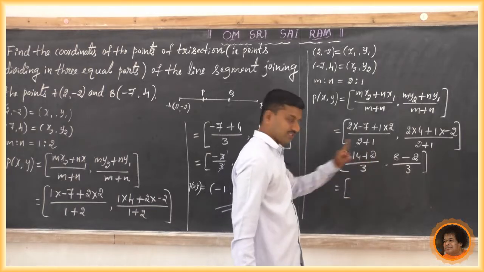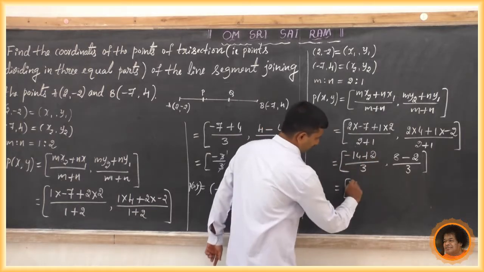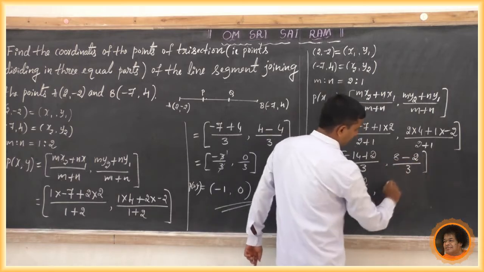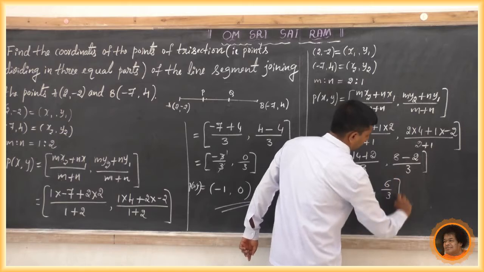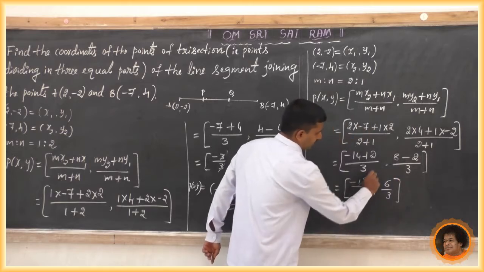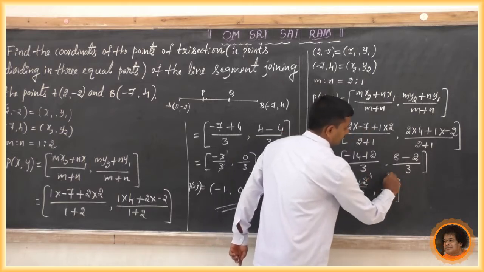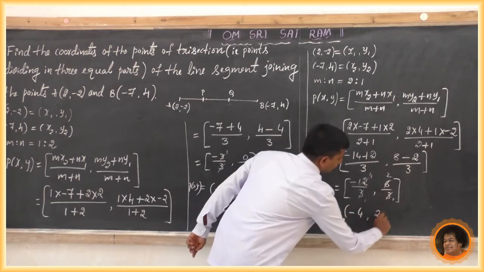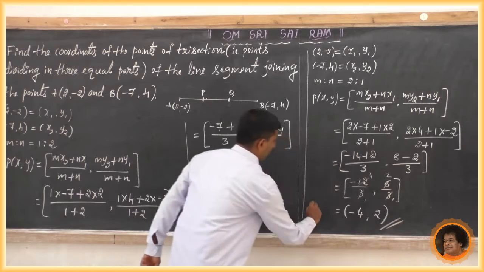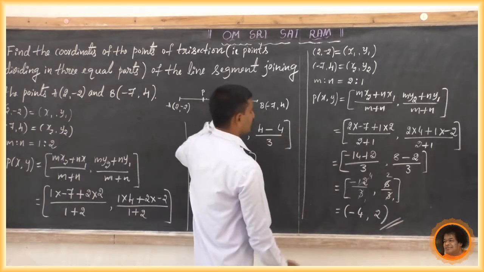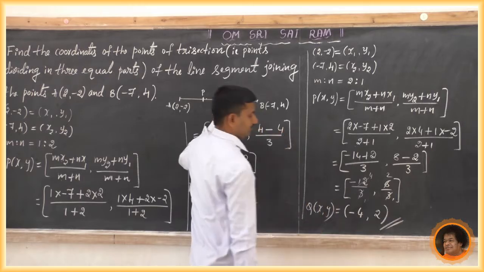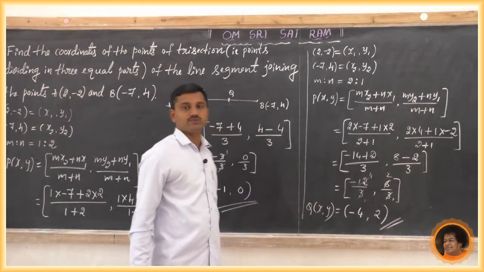Minus 14 plus 2 is minus 12 by 3. Here 8 minus 2 is 6 by 3. Now divide: 3 ones are 3, 3 fours are 12, 3 ones are 3, 3 twos are 6. So it equals minus 4, 2. So this is the coordinates of the point Q of x, y. Q of x, y is minus 4, 2.